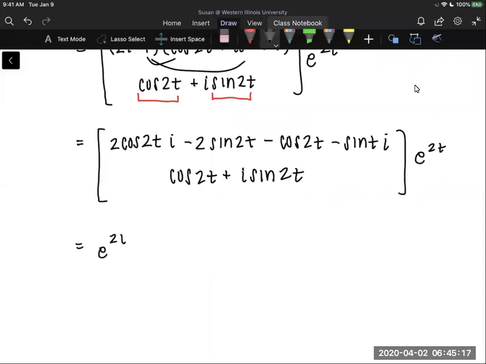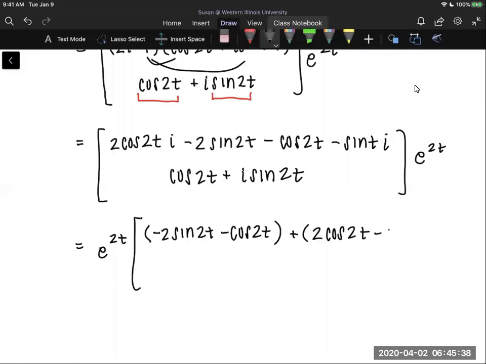So I'm gonna now just write my exponential out front. So the real portion up top here is a minus 2 sine 2t minus cosine 2t. This is all the real terms, that is terms that do not have the imaginary number I. And then the imaginary terms are a 2 cosine 2t minus a sine t I. And then even though it's kind of silly, I'll just separate the real and imaginary here in parentheses for the second row.